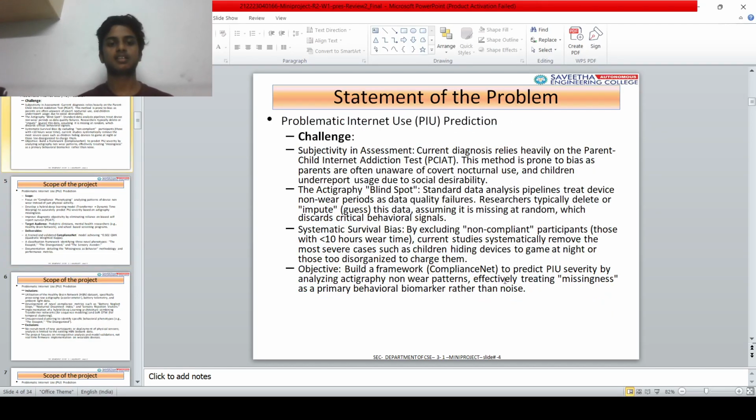Wearable devices collect actigraphy data continuously. However, traditional systems treat device non-wear as data loss. Such data is either removed or guessed using imputation. This process ignores important behavioral information. This issue is referred to as an actigraphy blind spot.